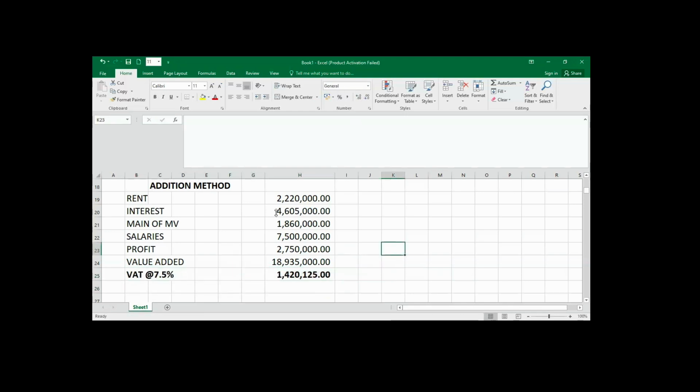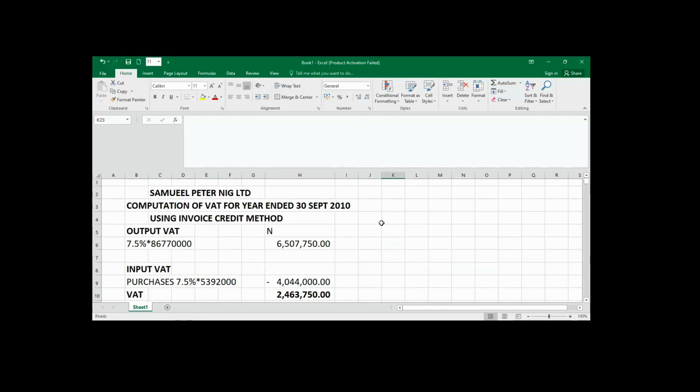As I told us, both the subtraction and addition methods are not adopted in Nigeria. Please let us take note of that. So that is how you calculate your value added tax using the three different methods of calculating value added tax.